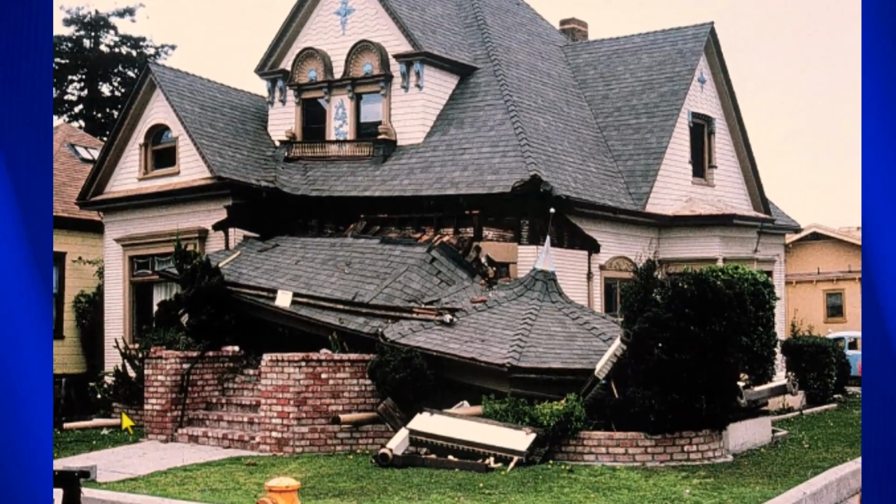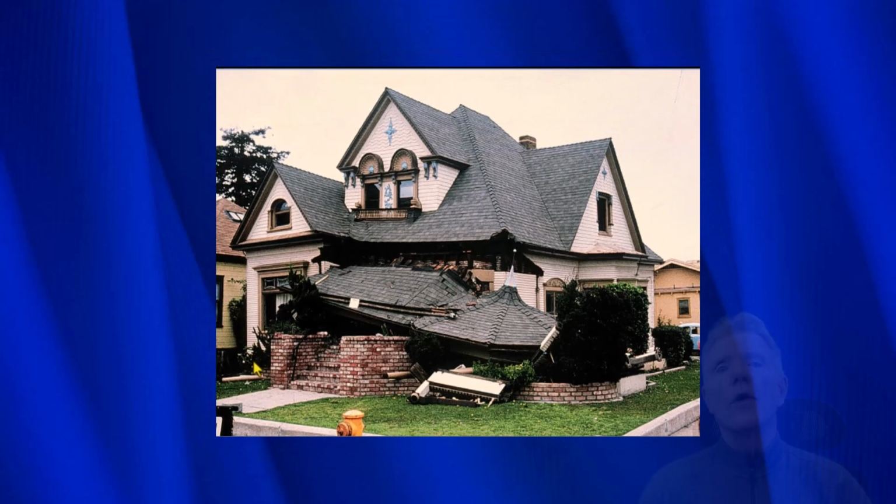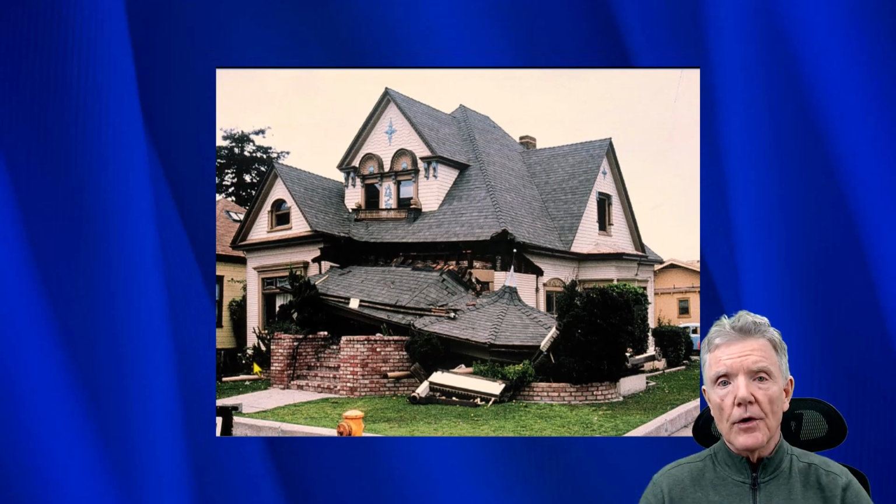Here's a good example of a cripple wall collapse. So this is the floor of the house now. And it used to be that you would go up into the stairs and then into the floor because it was elevated a few feet, and that was the cripple wall. And now the cripple wall has collapsed, and now the floor of the house is way down here on the ground. So the whole purpose of a cripple wall retrofit is to prevent that from happening.